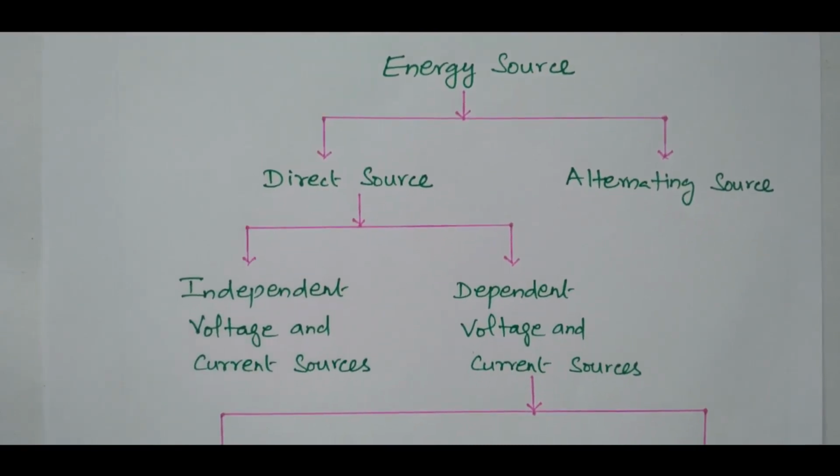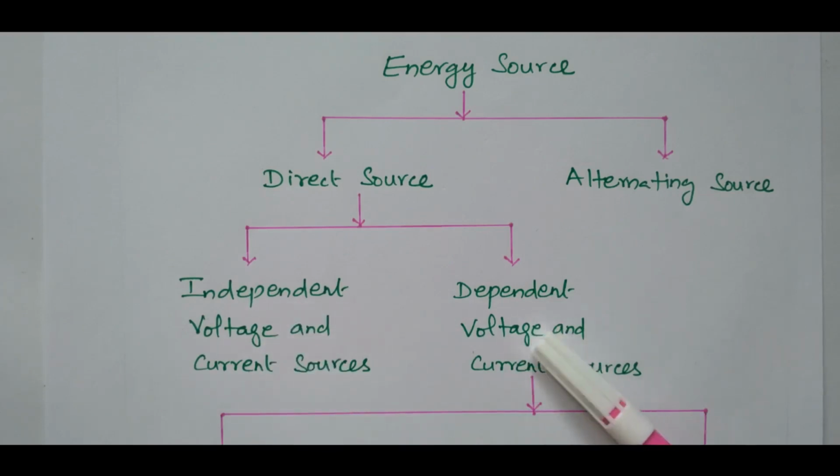The energy source is divided into direct source and alternating source, that is DC, direct current, and AC, alternating current. By using a sinusoidal function, AC voltage is called an alternating source. This is using the DC. In that, again, two types are available: independent voltage and current source, and dependent voltage and current source. Independent means it is independent of the load. We will see these details one by one.